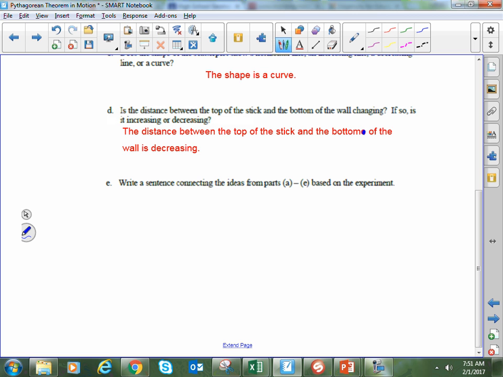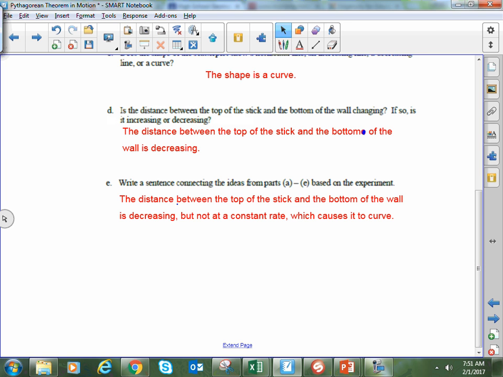Now here, write a sentence based on the ideas that you saw. So compare your answer with mine, and I'm not saying that mine is the absolute best thing in the world, but it is going to be a good representation of the type of response that you should give on questions like this. So here, the distance between the top of the stick and the bottom of the wall is decreasing, but not at a constant rate, which causes it to curve.